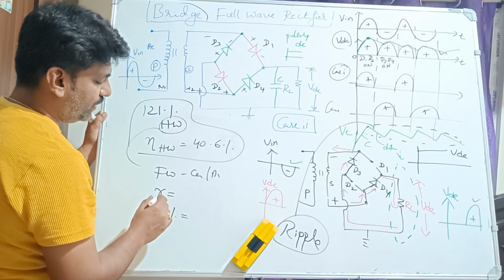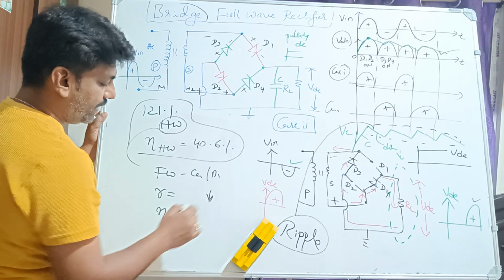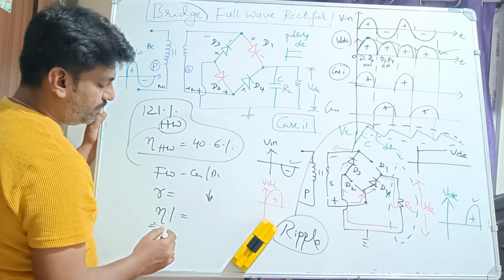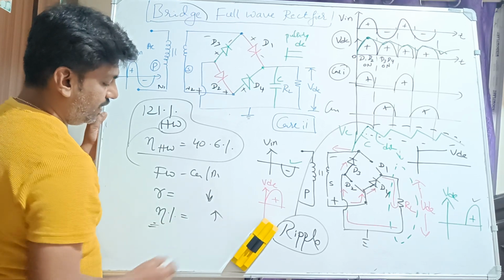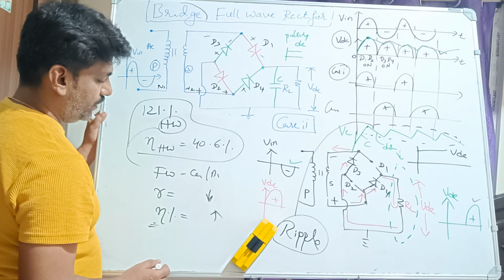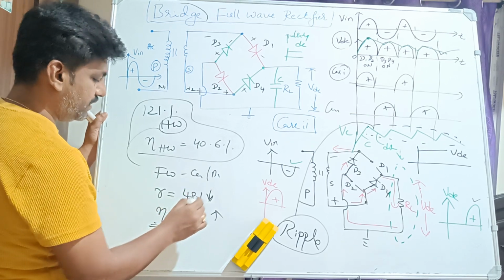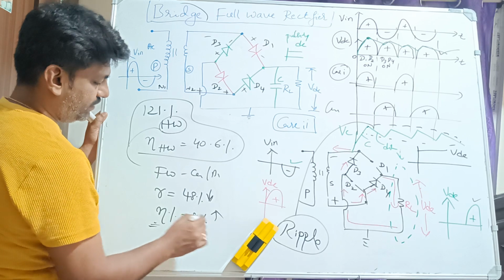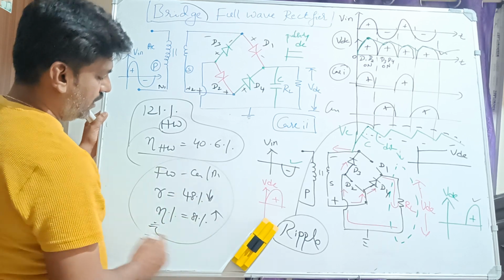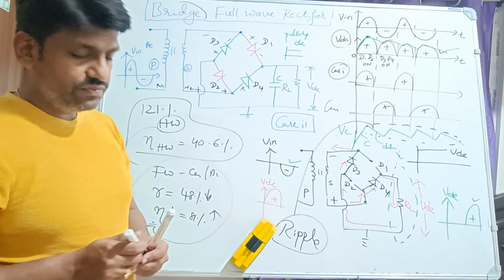What is the meaning of improving the ripple factor? You should decrease the ripple factor. What is the meaning of improving the efficiency? We should increase the efficiency. So if we work this out, we will get approximately 48% ripple factor and 81% efficiency. We will do this in the next class, how exactly the ripple factor and the efficiency of the full wave rectifier are obtained.